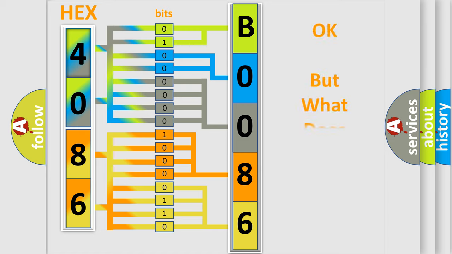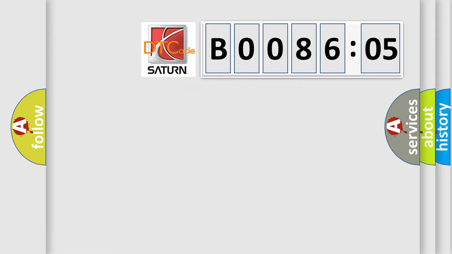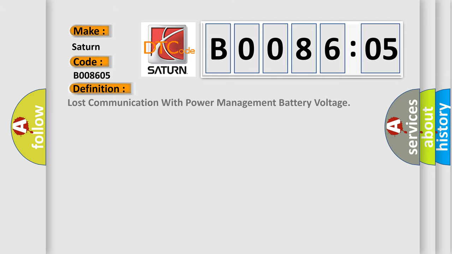The number itself does not make sense to us if we cannot assign information to what it actually expresses. So, what does the diagnostic trouble code B0086-05 specifically mean for Saturn vehicles? The basic definition is lost communication with power management battery voltage. And now, a short description of this DTC code.